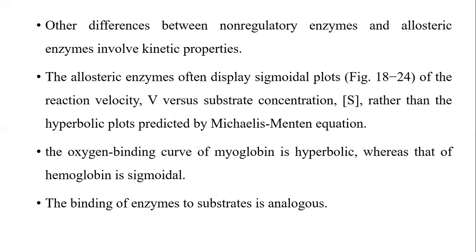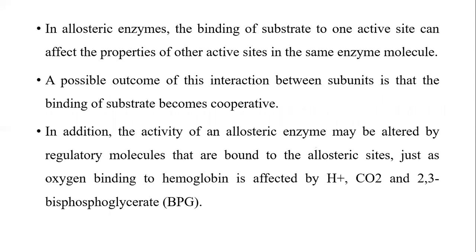There are a few differences between non-regulatory enzymes and allosteric enzymes. Allosteric enzymes always display a sigmoidal graph, whereas when we plot V versus S for non-regulatory enzymes, it's a hyperbolic graph as predicted by the Michaelis-Menten equation. An example is the oxygen binding curve of myoglobin, which is hyperbolic, and the binding of enzymes to substrate is analogous. In allosteric enzymes, the binding of the substrate to one active site can affect the properties of other active sites of the enzyme.